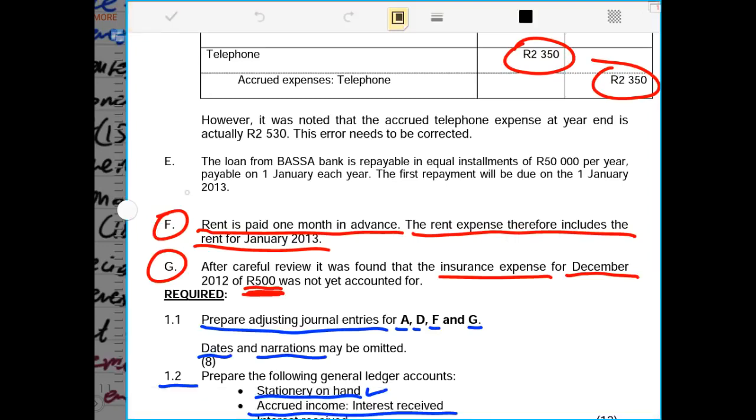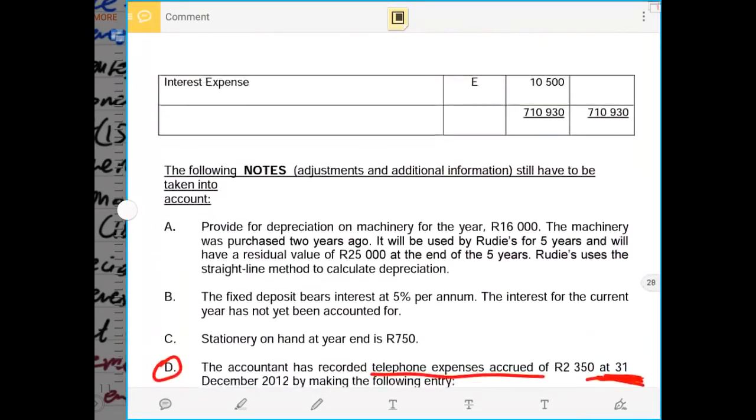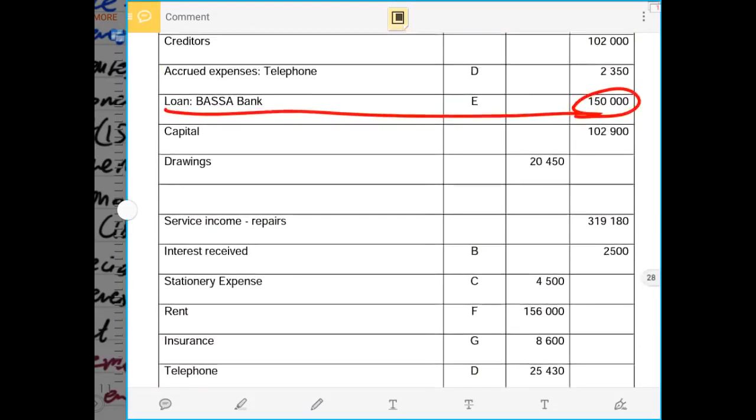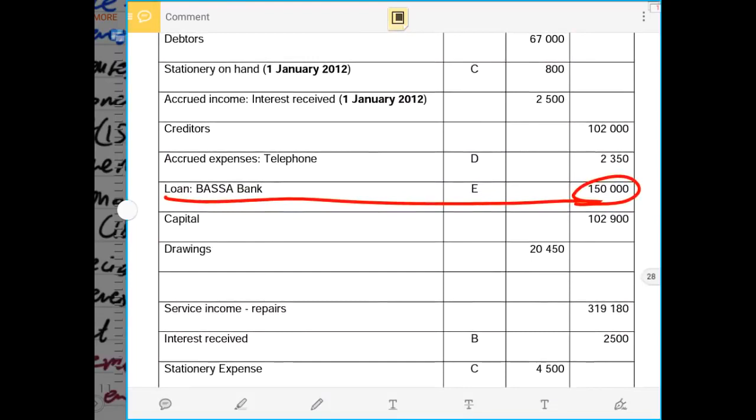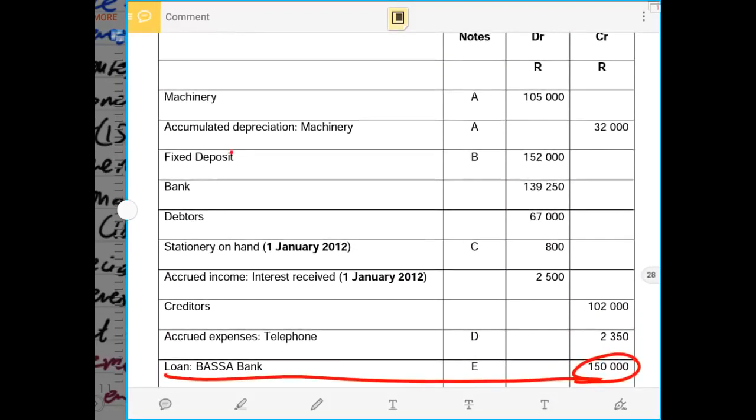It says under number E that the loan from Bursar Bank is payable. They don't tell us how much is the interest on this loan. We are not given the interest on the loan. So now let us check how this interest was calculated.